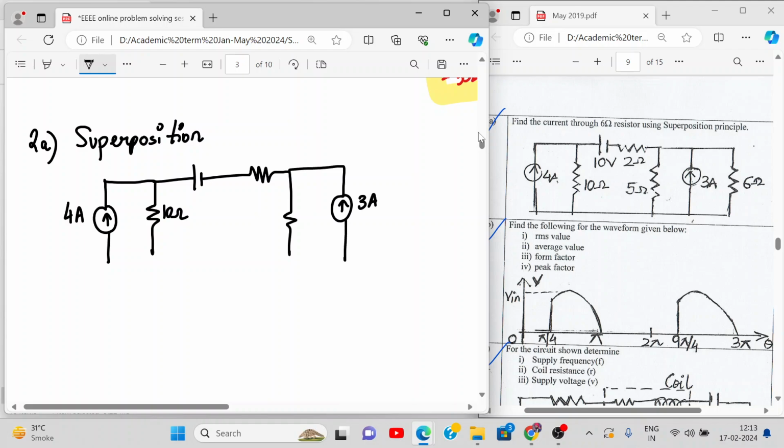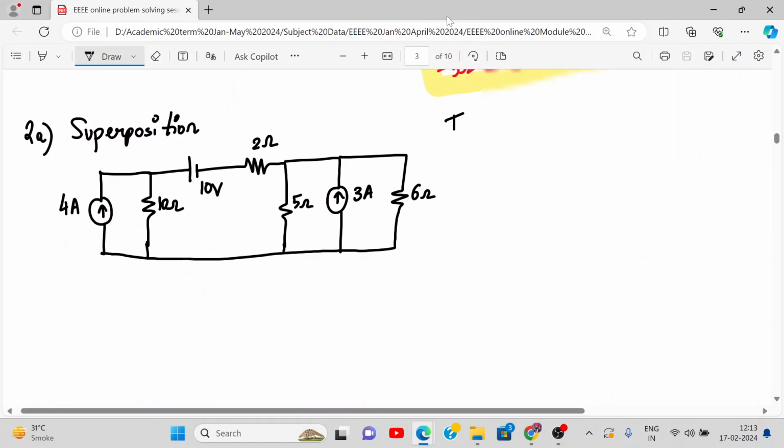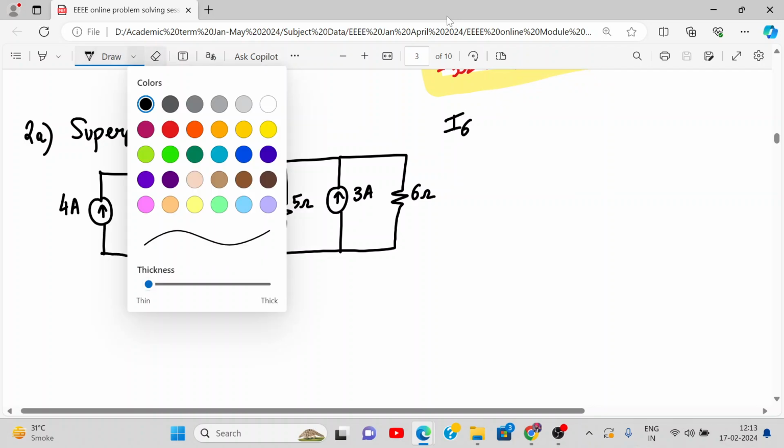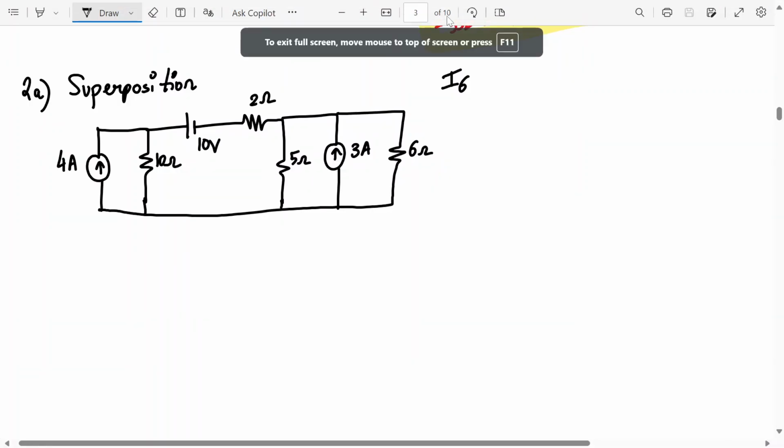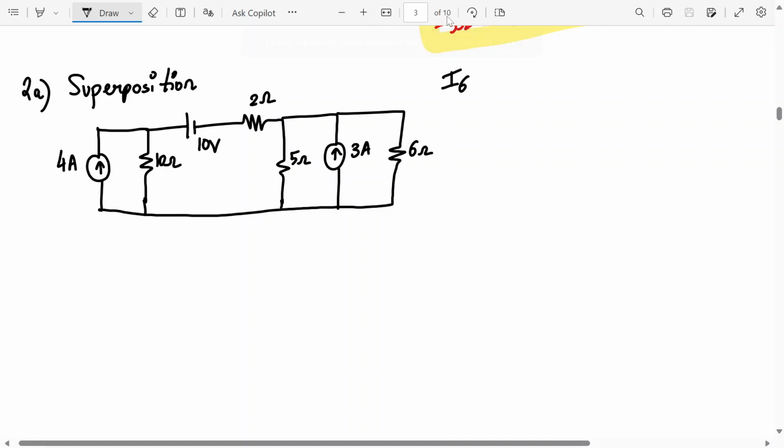3 amperes. Okay, and this will be 6 ohm, 5 ohm, 2 ohm, 10 volt. Alright, and we have to find the current flowing through 6 ohm resistance. So I6 we have to find. Everyone ready with the numerical? So this 6 ohm we cannot touch through the entire numerical.